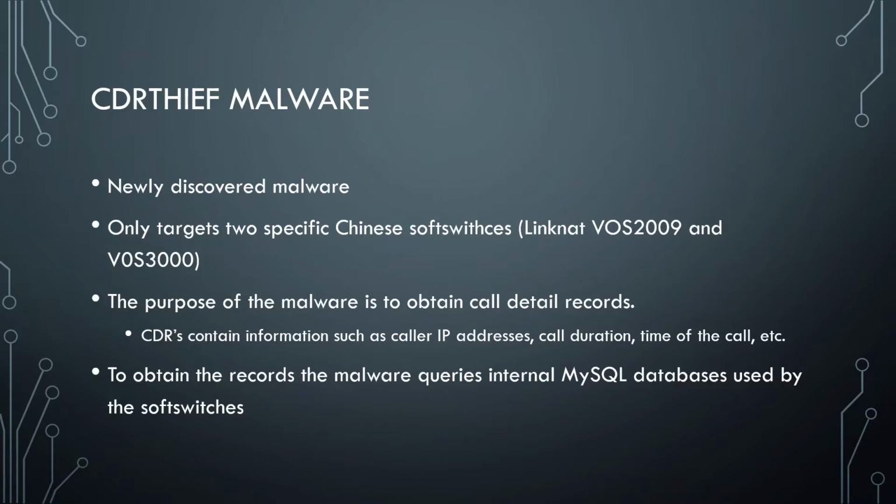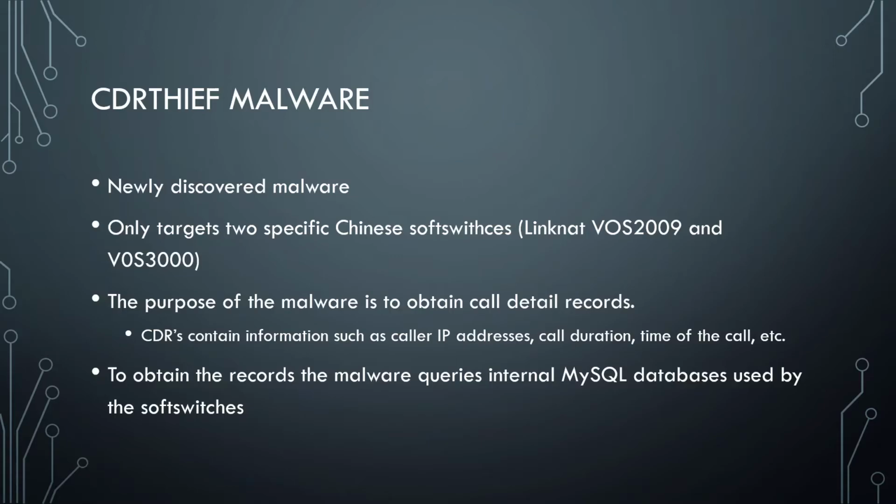Within a VoIP network, soft switches provide services such as call control, billing, and management. So the main purpose of the malware is to obtain call detail records, which is where it gets the name CDR Thief. CDRs contain information such as caller IP addresses, call duration, time of the call, and any other information that might pertain to call information.